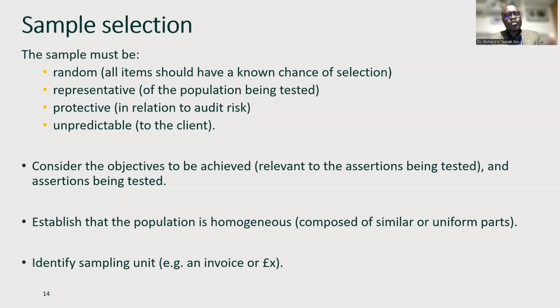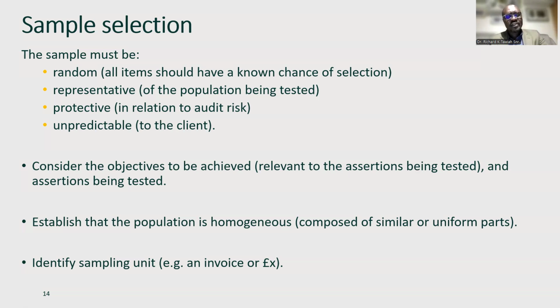So you realize that randomness and representativeness help you to protect the sample that you are using to draw your final conclusions. Again, it must be unpredictable. Don't let the client predict what you're choosing.